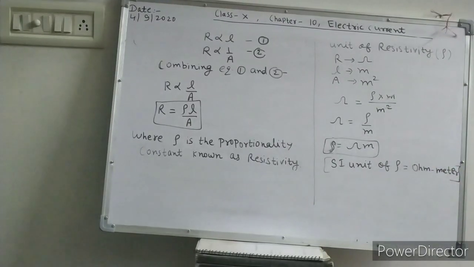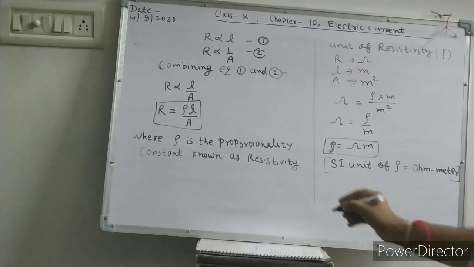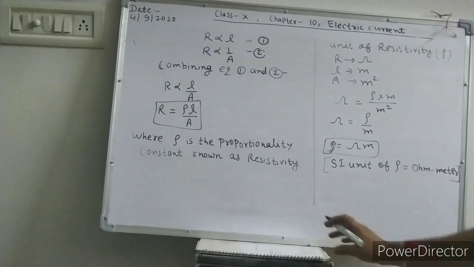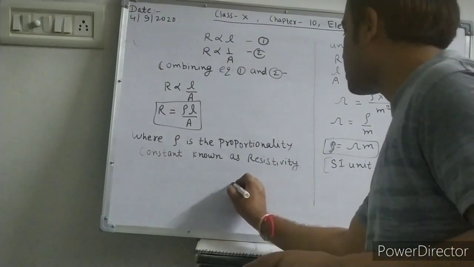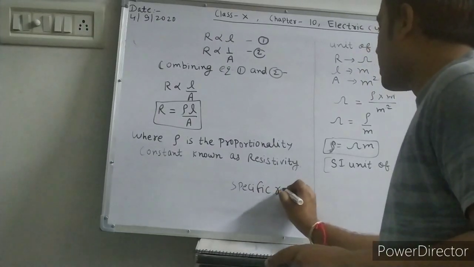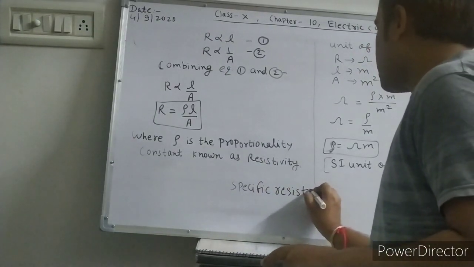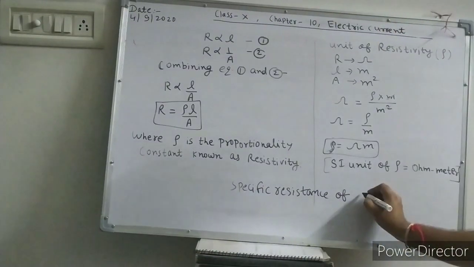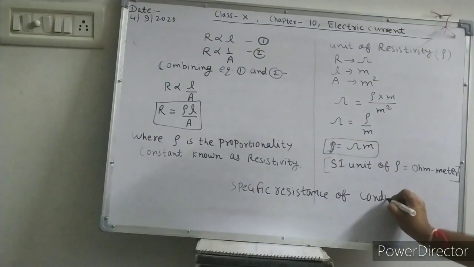Understand? So rho is resistivity, and it is also called the specific resistance of a conductor. Another name of rho is specific resistance of conductor.